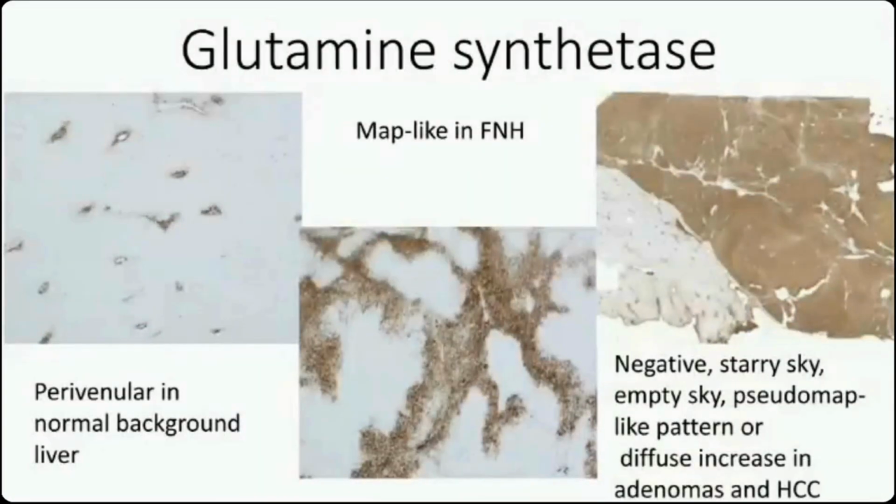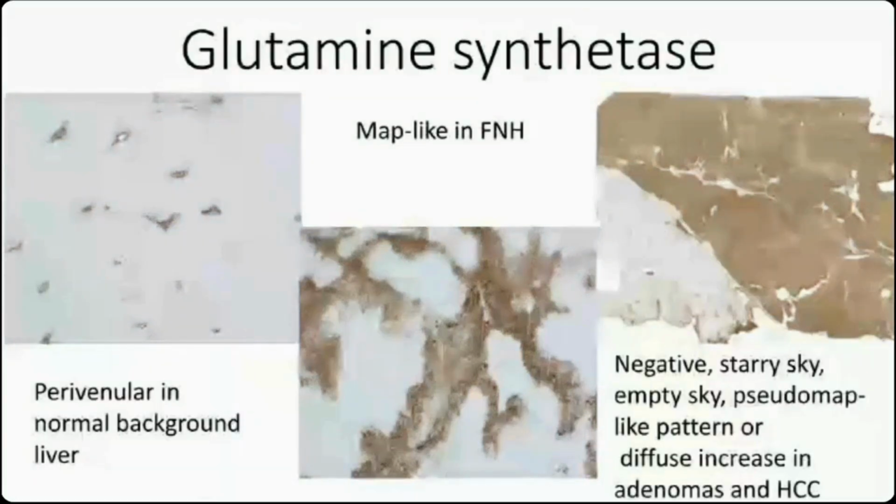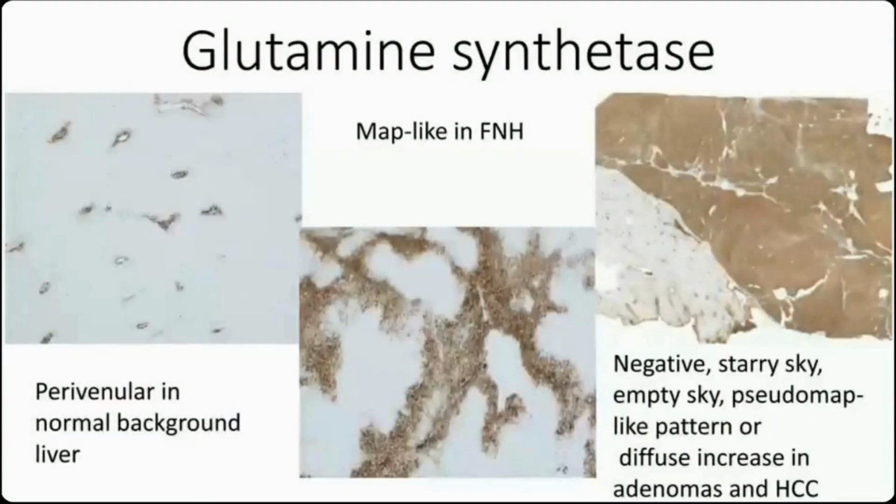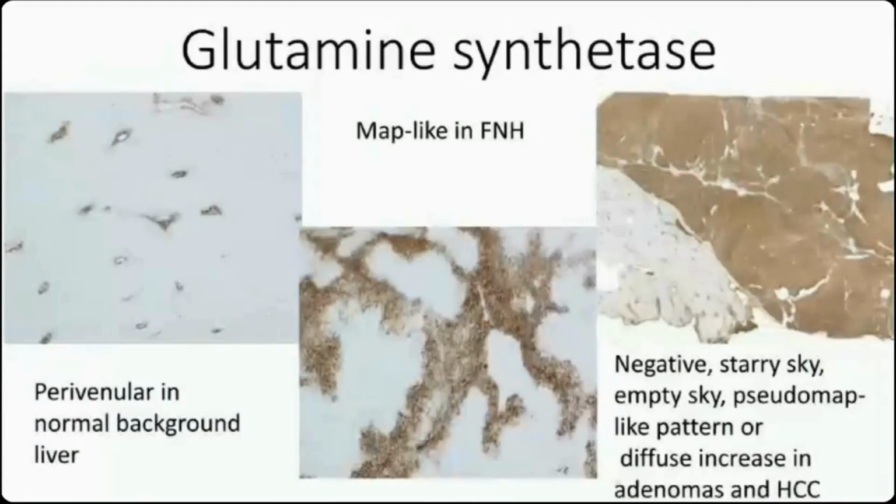This is a resection, so you can see it a bit more clearly, but you have normal perivenular staining in background normal liver. In things like adenomas and hepatocellular carcinomas, the staining pattern can vary quite extensively. So it's important before you use a glutamine synthetase test to have some idea of which lesion you're dealing with.